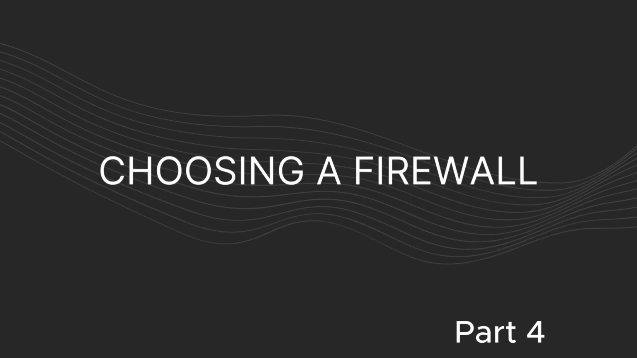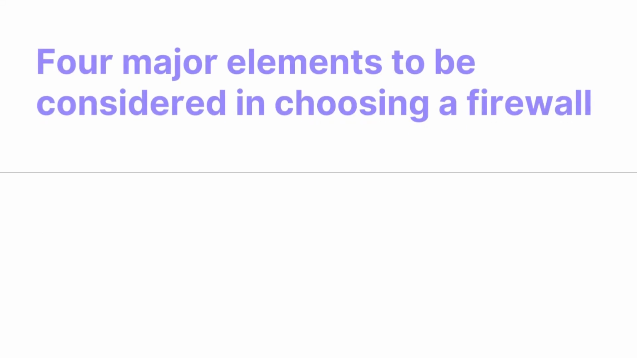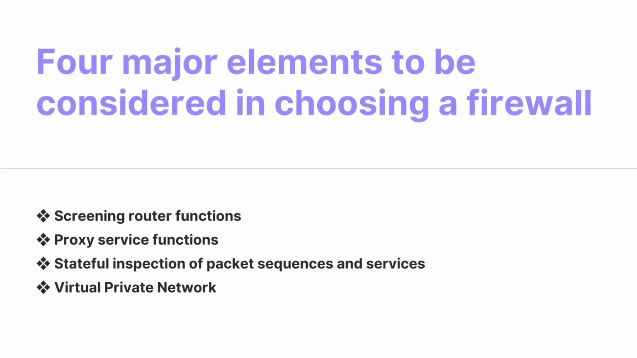Choosing a firewall. Major elements to be considered in choosing a firewall: screening router functions, proxy service functions, stateful inspection of packet sequences, and virtual private network.